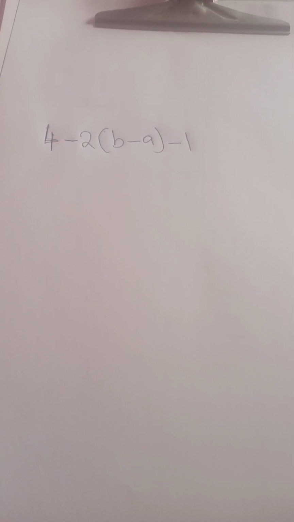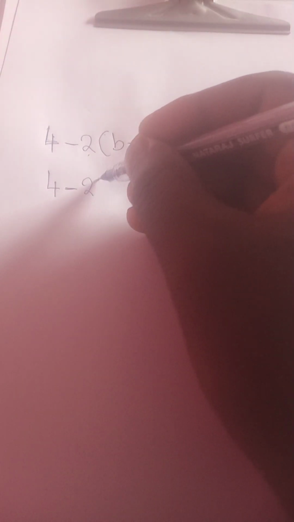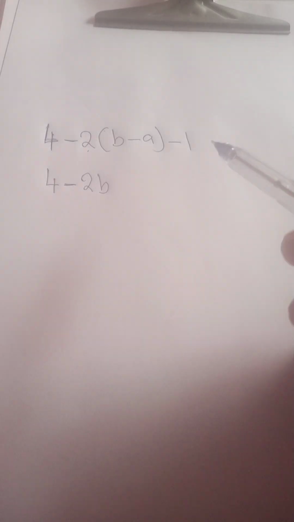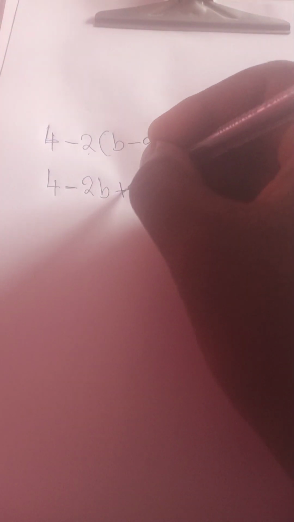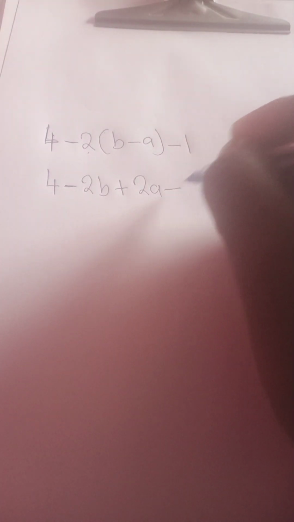So there is 4. So you say 4 minus 2 times b. What do you get? 2 times b, you get 2b. Next step, negative times negative. What do you get? Negative times negative, you get a positive. 2 times a, it's 2a. Minus 1.